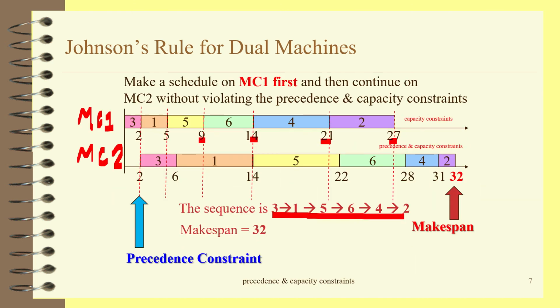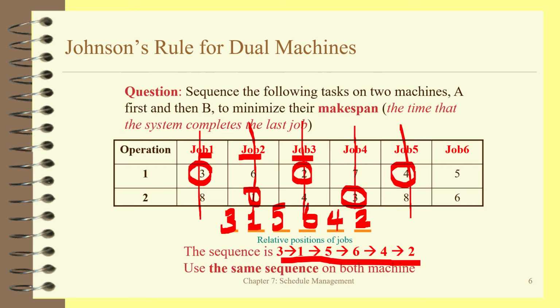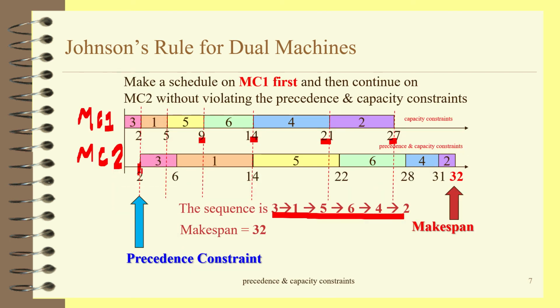The first operation on machine 1 is job 3. Job 3 cannot be started before 2 because of the precedence constraint. It could be started after 2. So in this case, the earliest time that job 3 can be started is 2. And job 3 on machine 2 requires 4 units. 2 plus 4 is 6, right?